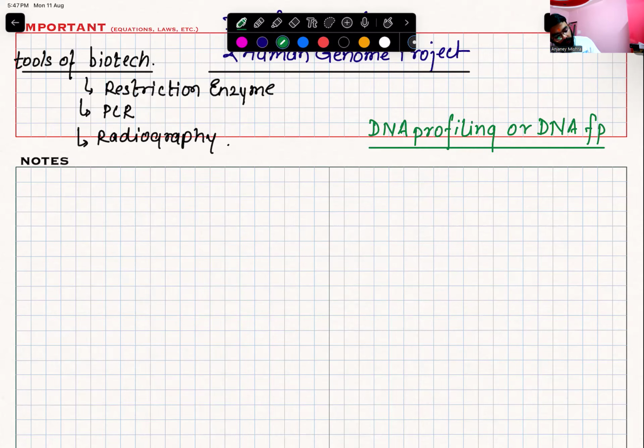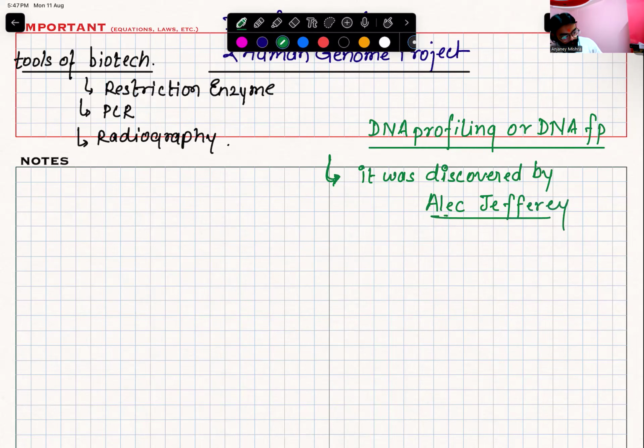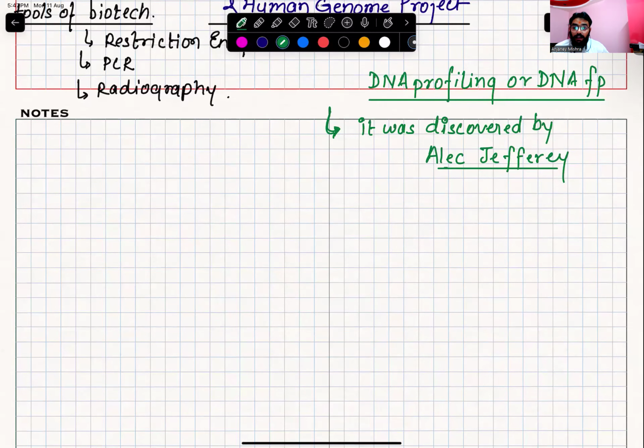Now, the first question that is asked is, who discovered it? So what is the answer to that? It was discovered by Alec Jeffreys. Okay. Now, what did he do? What did he use? And what was his concept behind DNA fingerprinting?